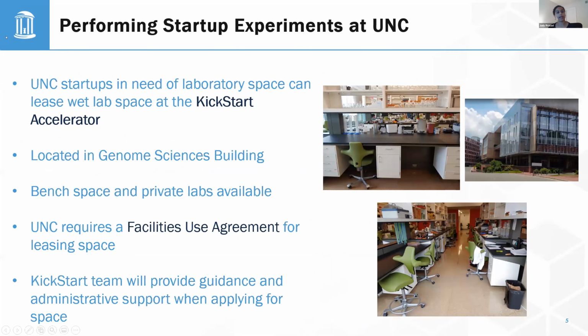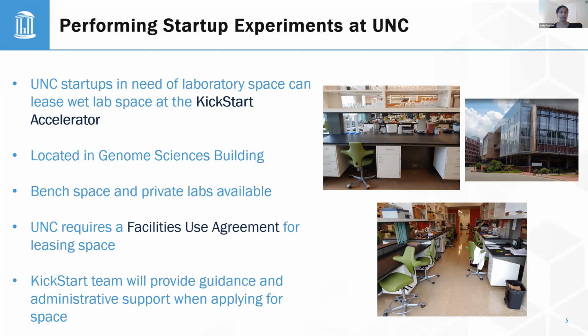So now that we've reviewed how you can get your subcontract up and running, the next question is, how can I, as an academic founder, start leasing company laboratory space to perform startup experiments? And can I even do these experiments at UNC? And in this particular case, because we have wet lab space on campus that can be used by UNC companies, it is possible to lease space at the KickStart Accelerator, which again is laboratory space that is provided only for UNC startups that need company-specific space to do company-specific research.